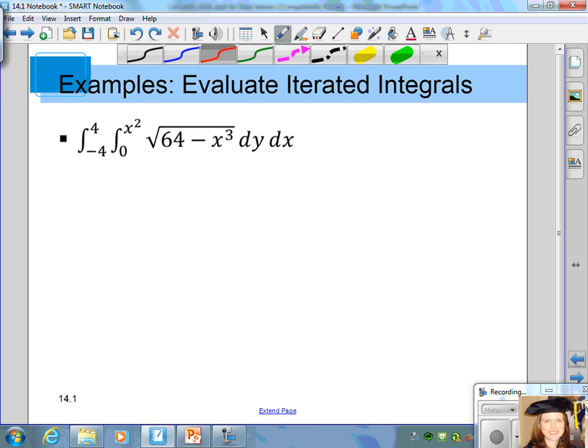Okay, here's another example of an iterated integral: the integral from -4 to 4 of the integral from 0 to x squared of the quantity, the square root of 64 minus x cubed, dy dx. Now you can pause the video, try this one on your own, and then come back and check your answer.